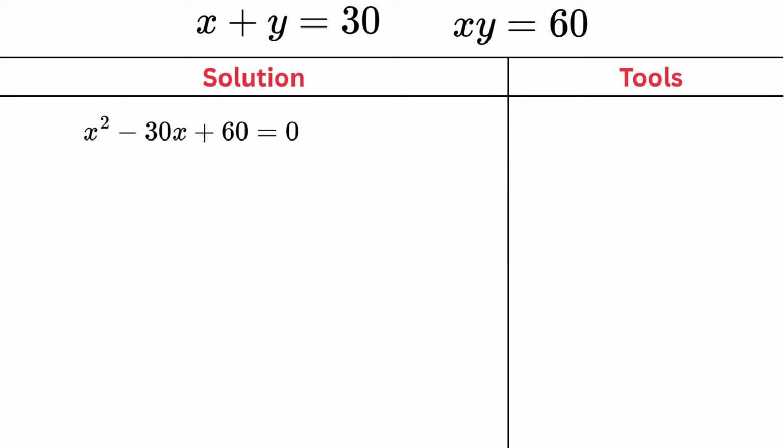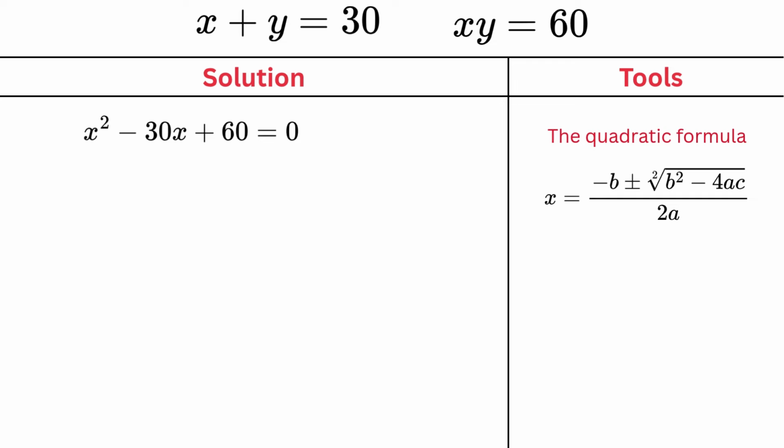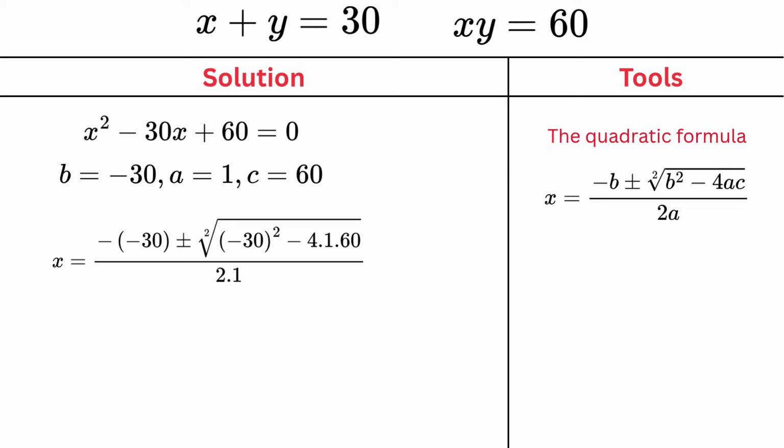In the next step, to find the values of x, we will use the quadratic formula. The quadratic formula says x is equal to negative b plus or minus square root of b squared minus 4ac all over 2a. Now, from our equation, the value of b is negative 30, the value of a is 1, and the value of c is 60. So it will be x is equal to negative bracket negative 30 bracket plus or minus square root of bracket negative 30 bracket squared minus 4 times 1 times 60 all over 2 times 1.